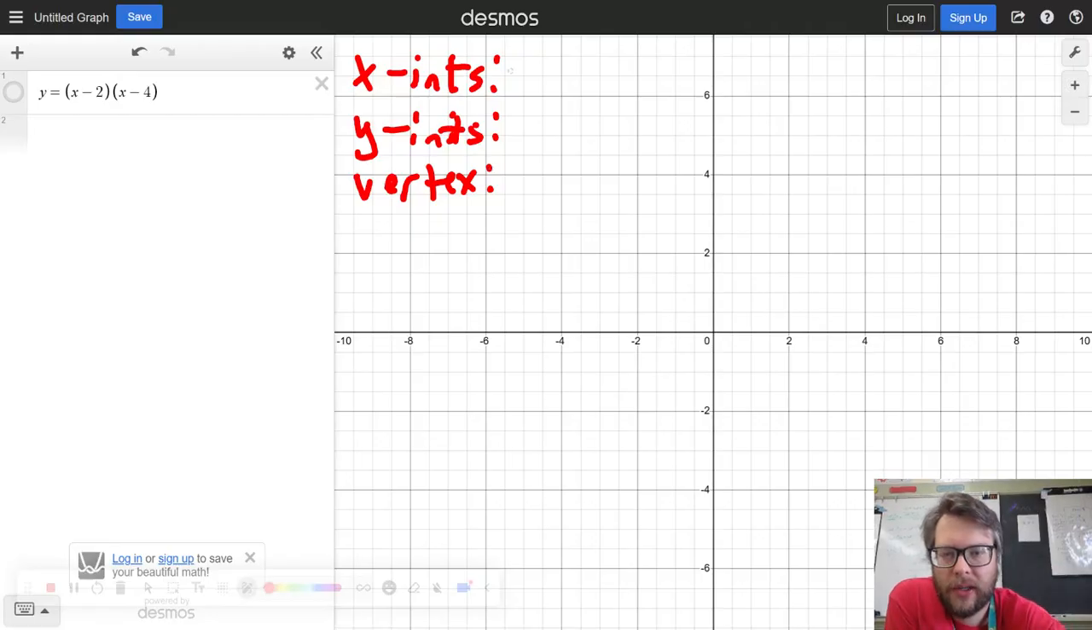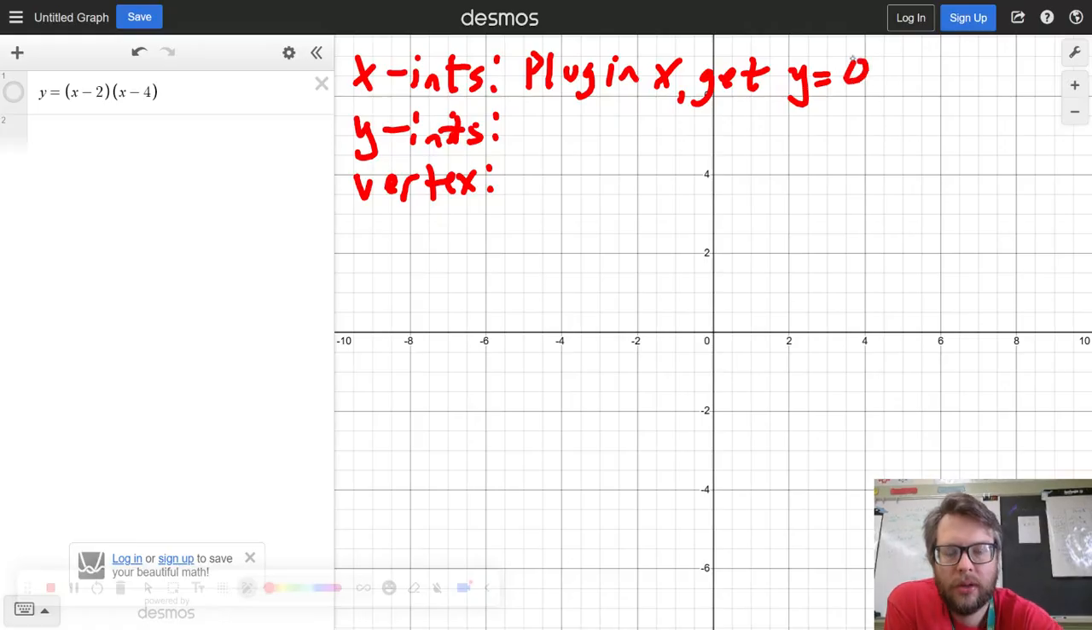Now keep in mind, x-intercept means plug in x and you get y equals 0. The crucial thing is that the x-intercept is not necessarily a number that you see in the equation. It is a number that you plug into the equation that will result in a y value of 0. Okay, so just because you see a number in the equation doesn't mean that's the x-intercept. The x-intercept is what did you plug in that made the whole equation give a y value of 0.